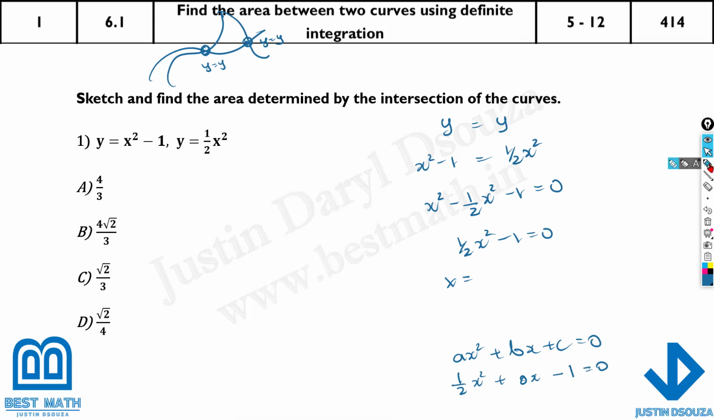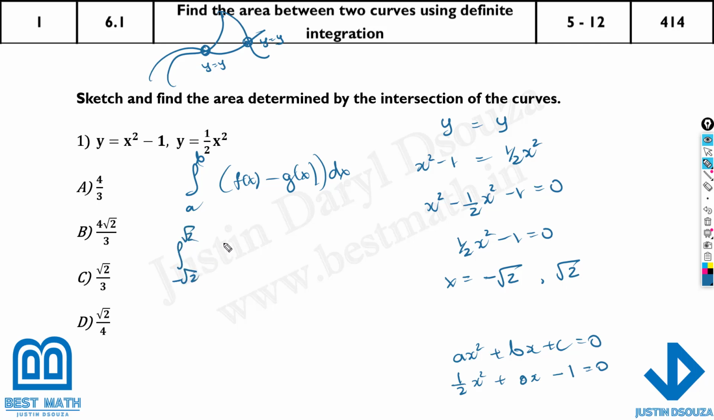So now here there's an important thing you must do. You must write the smaller value first, negative root 2, then root 2, always in this ascending order, small then big. So here in the formula we have a, b, first function minus second function dx. So how are you going to write this? It's going to be minus square root 2 to square root 2, and over here the function, let me take it as x squared minus 1 minus half x squared.